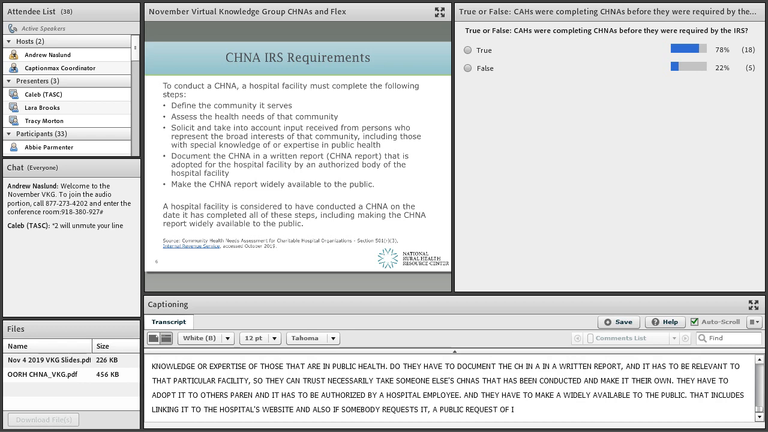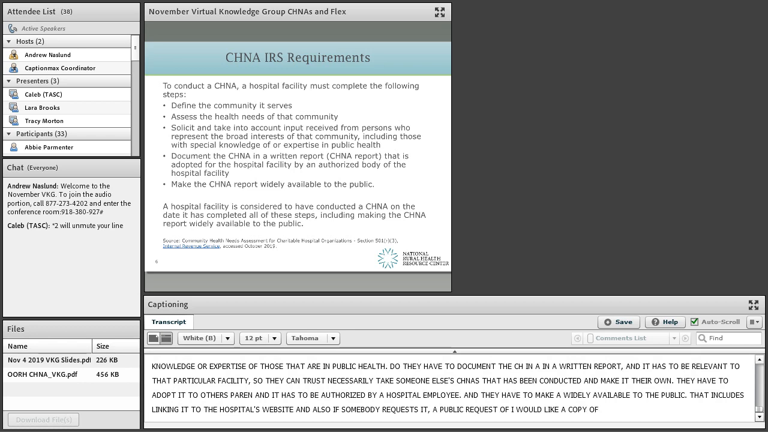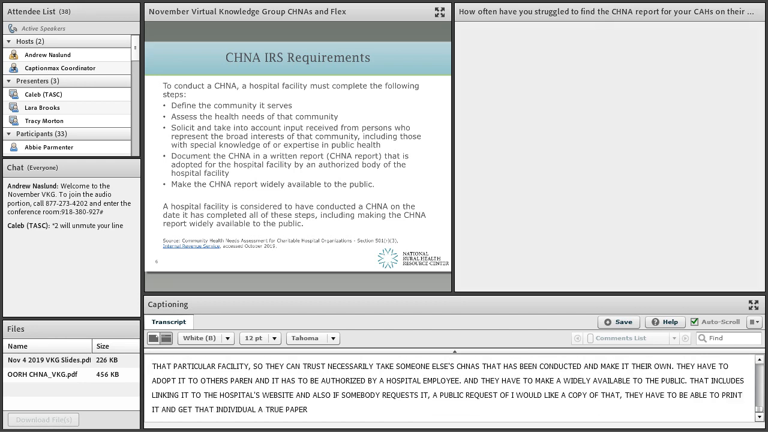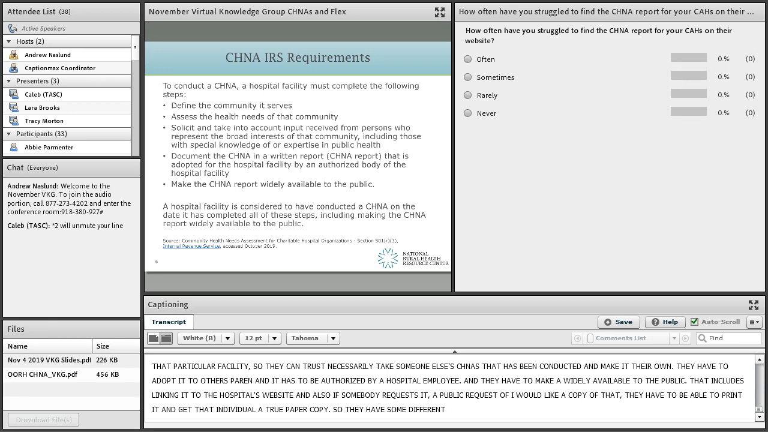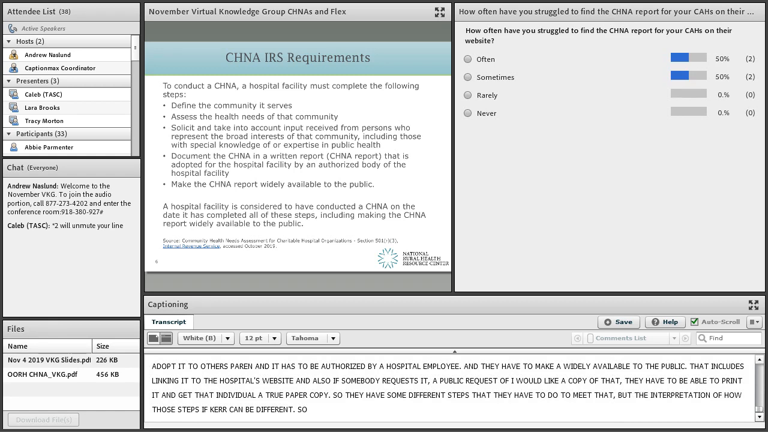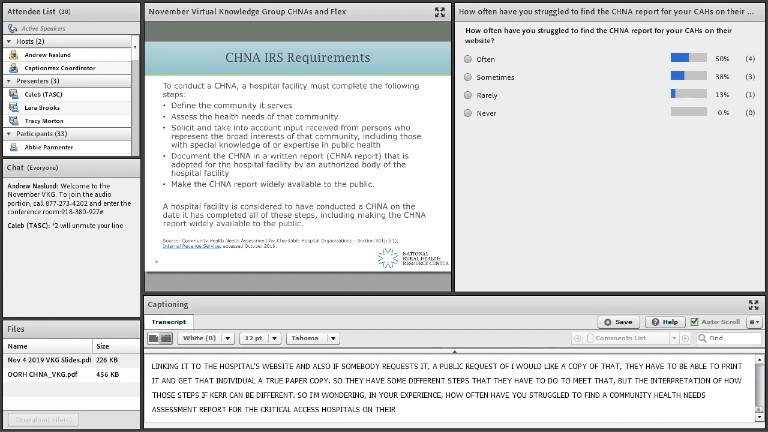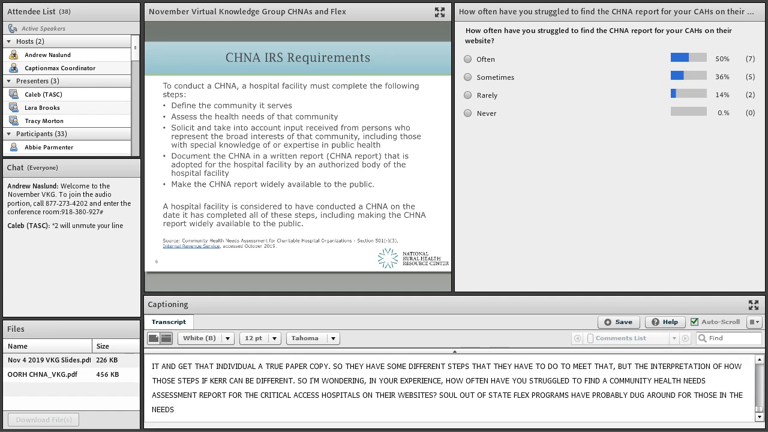And it needs to be authorized by a representative of the hospital facility, that it is truly their CHNA report. And they have to make it widely available to the public. That includes linking it to the hospital's website, and also if someone requests it, say Joe Public requests a copy, they have to be able to print it and get that individual a true paper copy. So they have some different steps to meet that, but the interpretation of how those steps occur can be different.